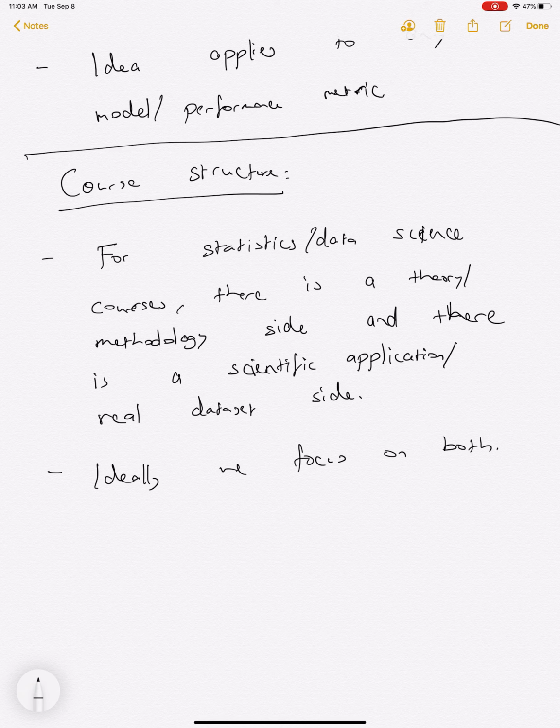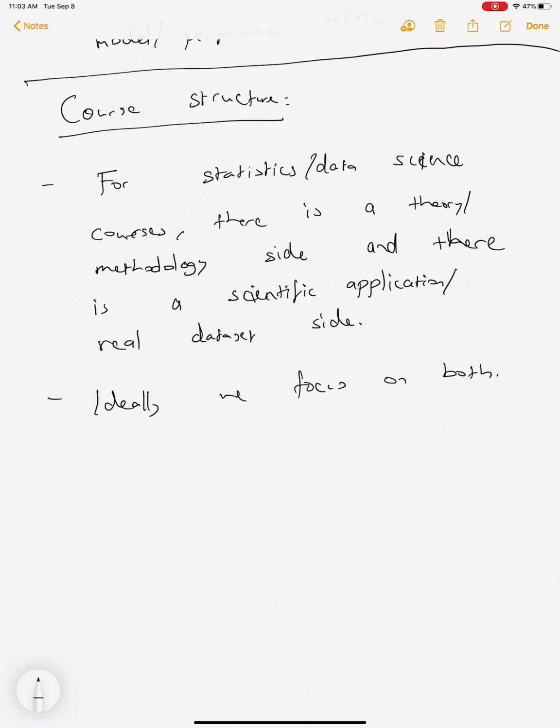So ideally we focus on both. And this is often quite hard to do because the theory and methodology side is typically very black and white and mathematical, whereas the scientific application, real data set side is really more nuanced, and you have decisions to make that are not black and white, and you want to find a good way to make those data-driven decisions. Because of that, it's often quite hard to teach them together.